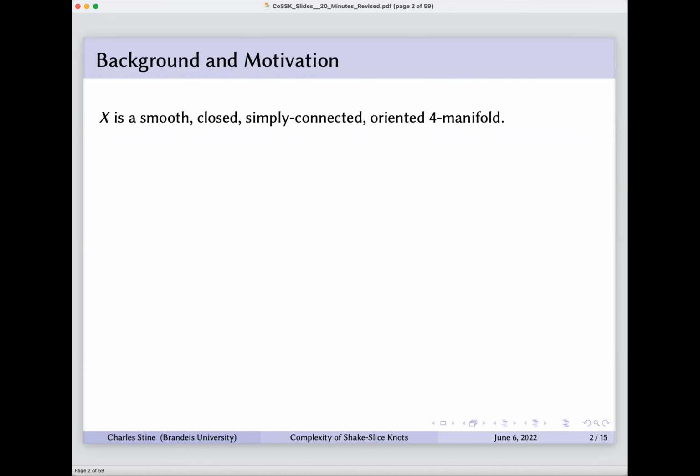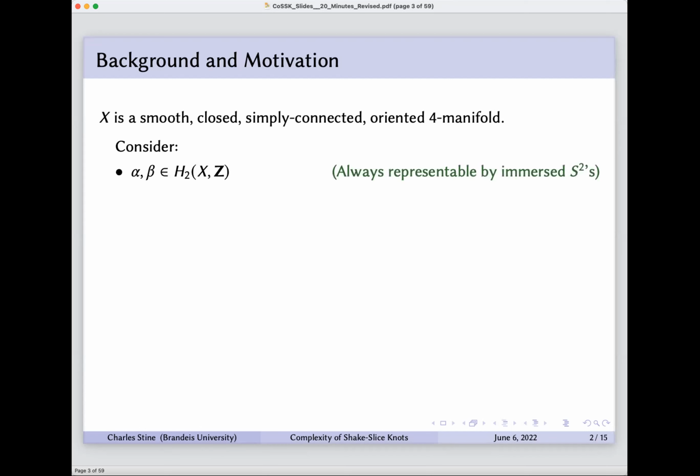So let's jump right in with some background and some motivation. The background and the motivation here is the study of smooth, closed, simply connected, oriented four manifolds, the classification of which is, of course, a wide open problem, which many of us probably don't think will be solved within our lifetimes. However, there are some very natural questions which one can ask about such a manifold, which are left over from the heyday of surgery theory and the attempt to classify such spaces.